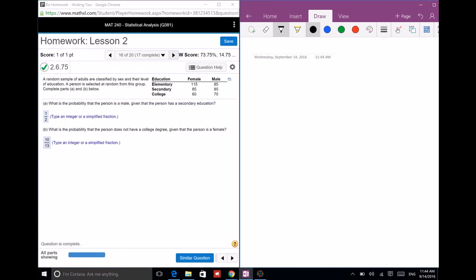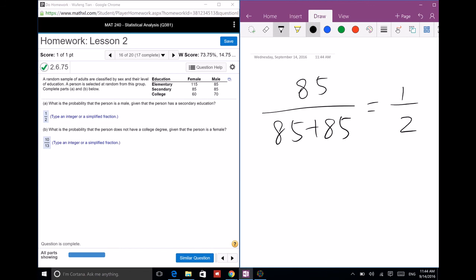What is the probability that the person is male given that the person has a secondary education? The person has a secondary education, we can look at together: secondary education is 85 plus 85. But the probability of male, only 85 of them are male, so it's 1/2.